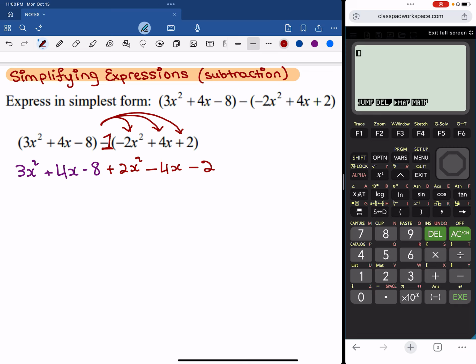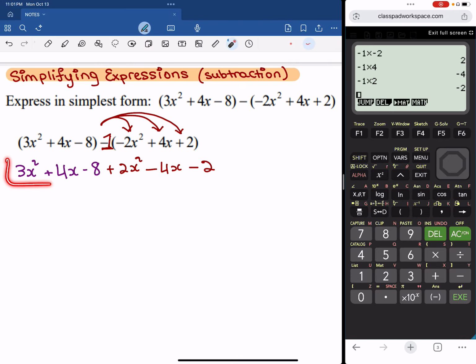For all of these, you can double check in your calculator. So if you take a look at the calculator on the side, if I put in negative 1 times negative 2, you'll see that it gives me positive 2. Negative 1 times 4 is going to be negative 4. And negative 1 times 2 is negative 2. All right. From here, all you have to do is combine the like terms.